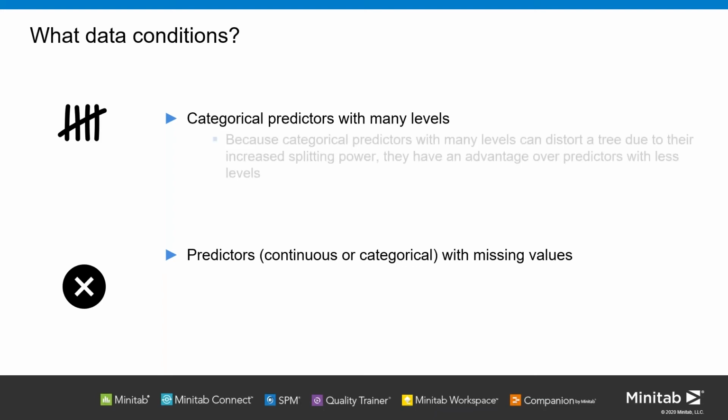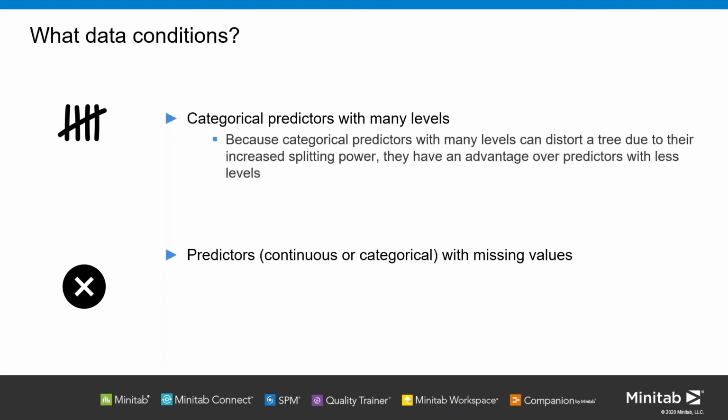So why are these problematic? Well, because a categorical predictor that has a lot of levels can essentially distort a tree due to its increased splitting power. Essentially, they have an advantage over predictors with fewer levels. So we can apply a penalty to stop a categorical predictor with a lot of levels from taking over the tree and masking or covering up the effect of other predictors that are truly important, all right?